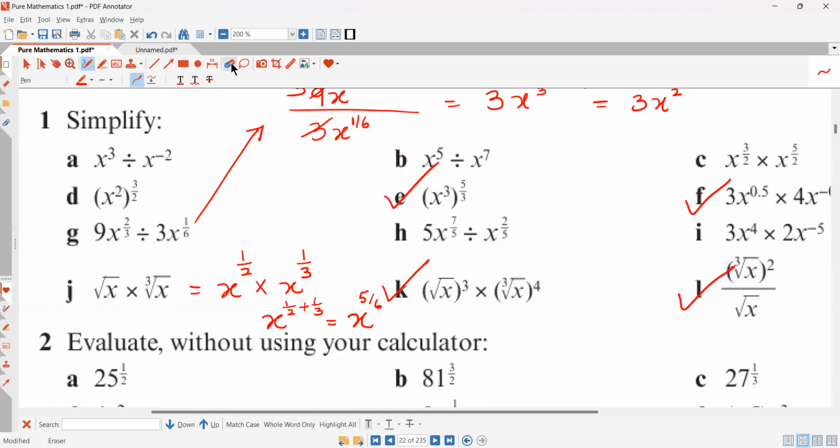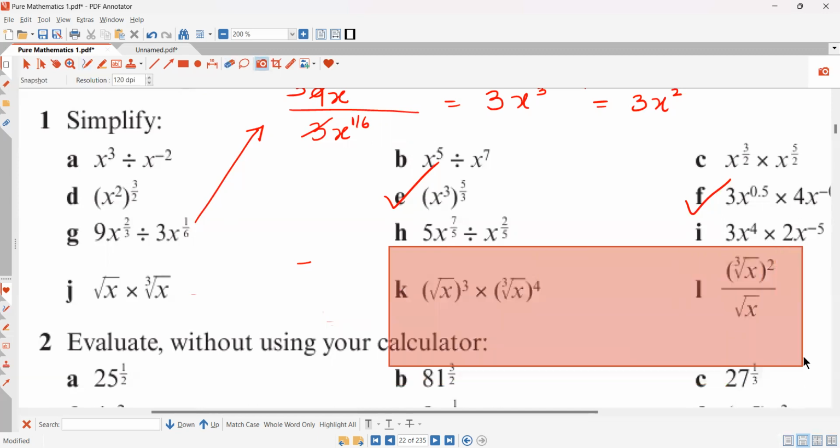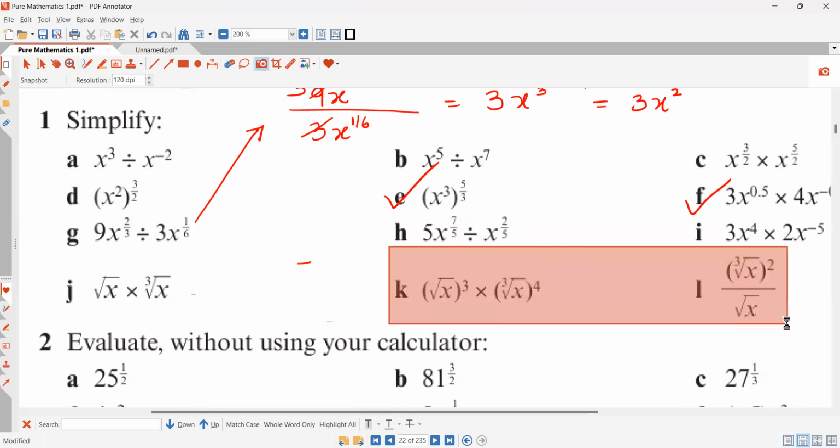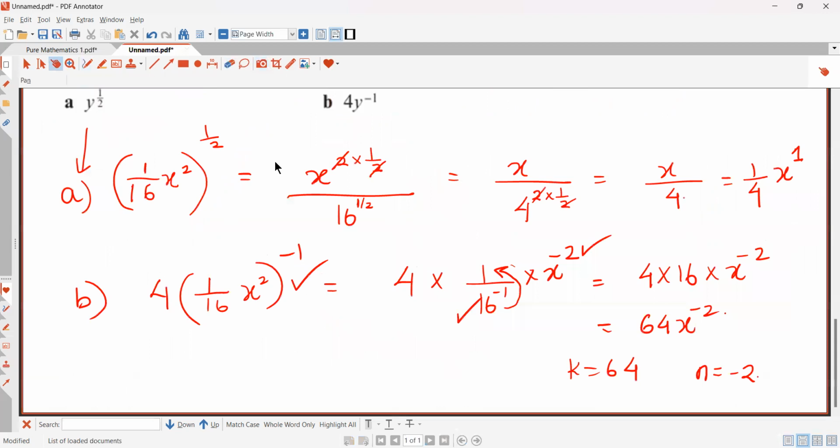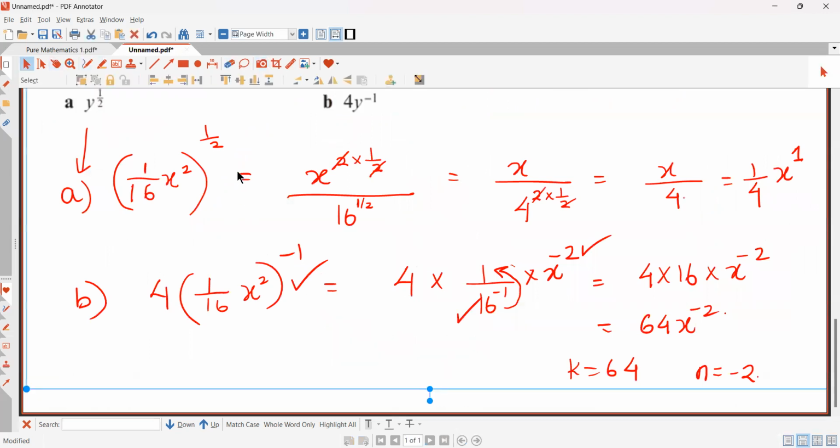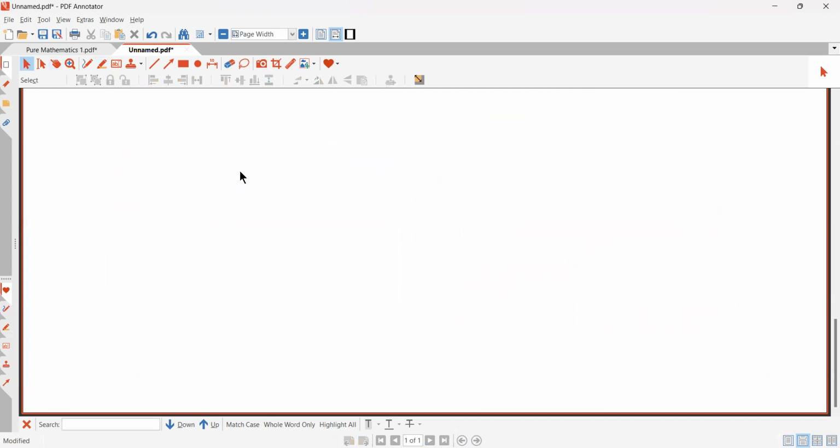Now let me go to K and L. I'm rubbing this. I will copy paste K and L to another place.